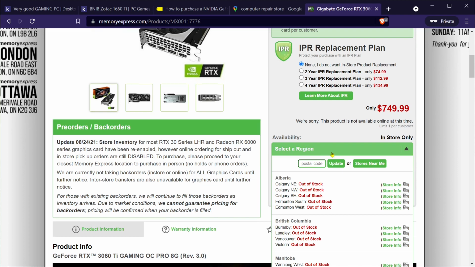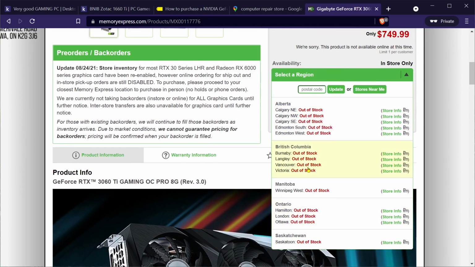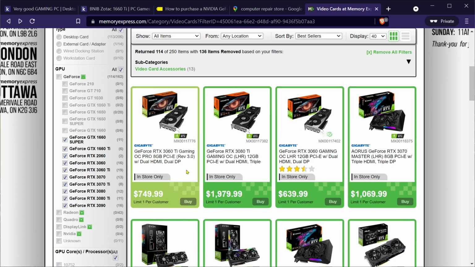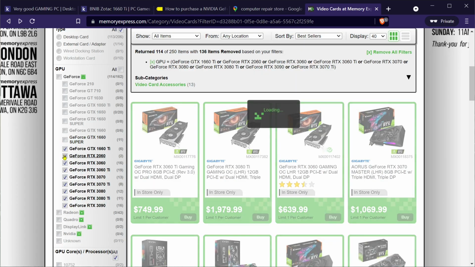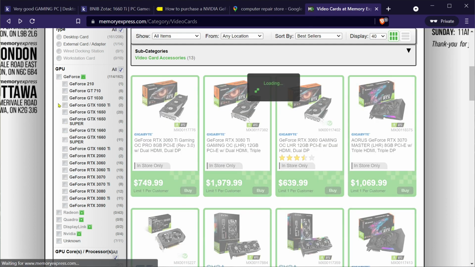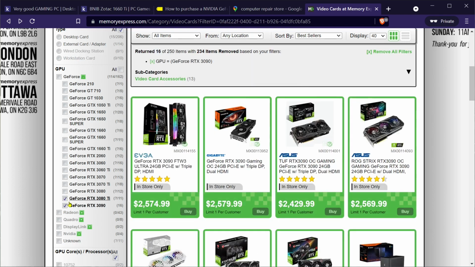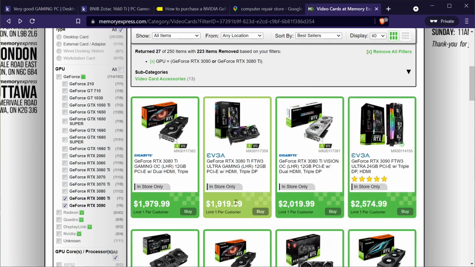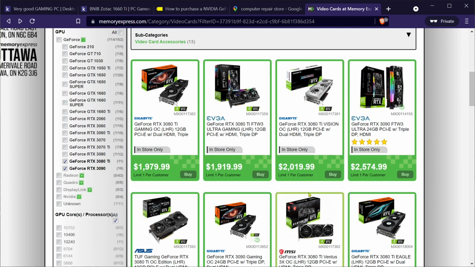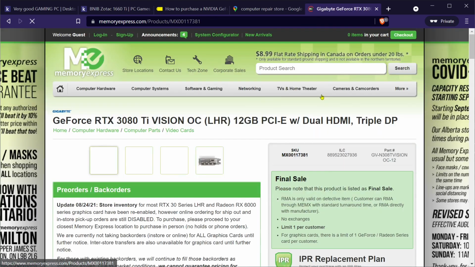select a region. See, out of stock everywhere. But if you go into the store, they won't have any of these. Select none. 3090s, 3080 Ti's. These are on the shelf fairly often. So we'll take these guys, for instance. Gigabyte Vision. These guys are very often on the shelf. Every time I go in there, I usually see some of these.